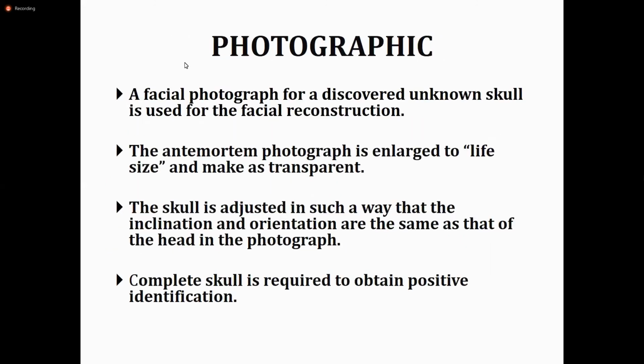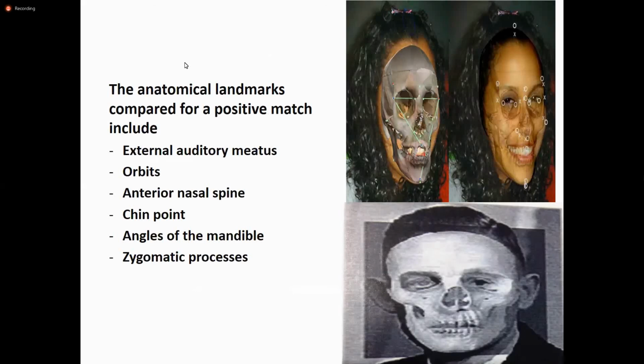The photograph of a facial photographer of a discovered unknown skull is used for facial reconstruction. The antemortem photograph, like I said, is enlarged to life size and made transparent. The skull is adjusted in such a way that the inclination and orientation are the same as that of the head in the photograph. Complete skull is required to obtain the positive identification. This is important. The anatomical landmarks which are compared for a positive match include the external auditory meatus, the orbits, the anterior nasal spine, the chin point, the angles of the mandible, then the zygomatic processes. All these have to match.